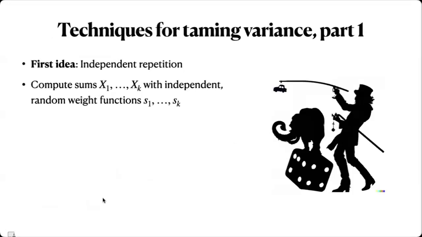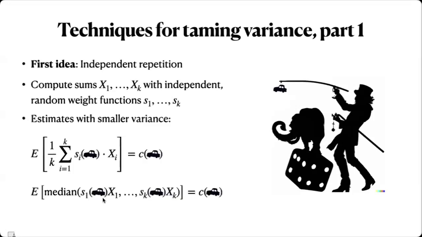So the first one is a very general thing. If you have something random and you want it to be more reliable, you can basically do independent repetition. So in this example, we would take random independent weight functions, S1, S2, up to Sk. And for each weight function, we get an independent weighted sum. And now we get a lot of estimators and we can combine them. And there are at least two ways of doing it.